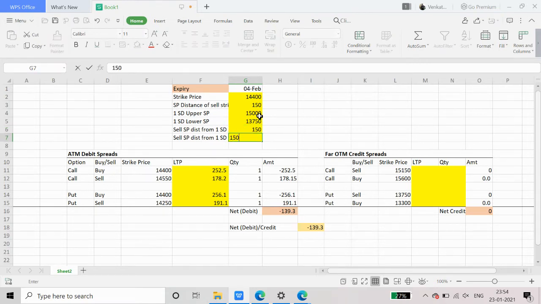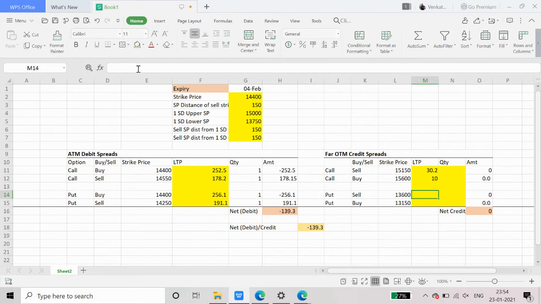We will go further out of the money from these strike prices, say by 150 points. So I want to get far out strike prices at the moment. So I say 150 points from my one standard deviation. So my sell strike price now becomes 15,150 on the call side and 13,600 on the put side. So let's enter the last traded prices. 15,150 call strike is at 30. 15,600 would be at 10 rupees.